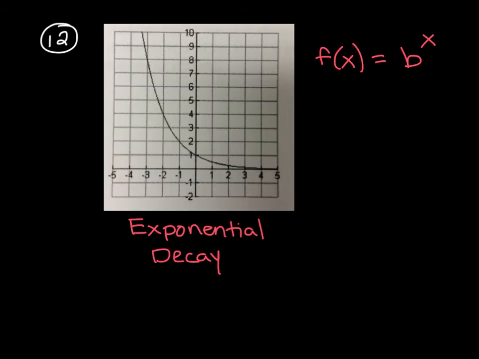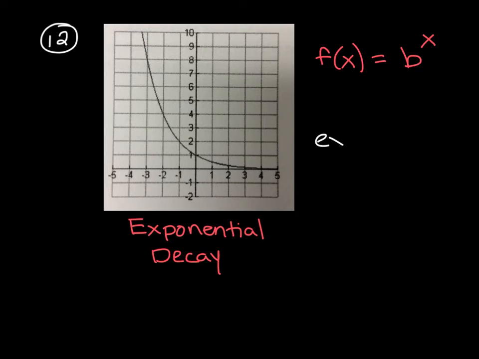So number 12 gives us a picture of this graph, and they tell us that the function can be written in this form, and they just want to know what's true about B. Well, this graph shows exponential decay, right? It's going down like this. And whenever there's exponential decay, this value of B has to be somewhere between 0 and 1. I mean, try it out.